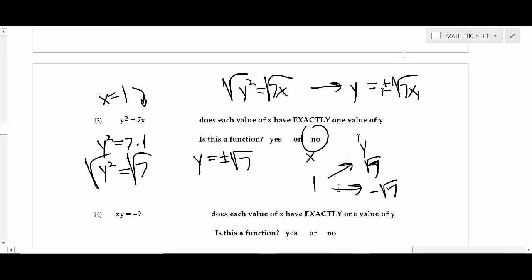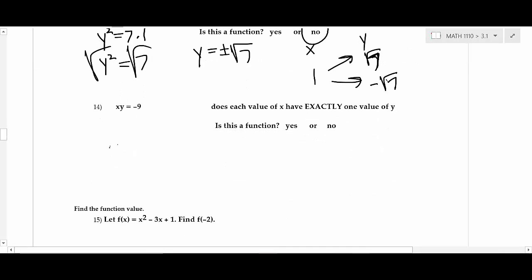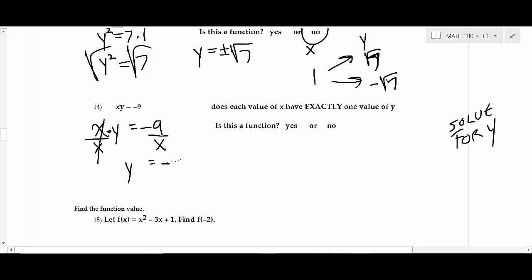Okay, let's take a look at this one a little bit. So again, same thing. One of the things that I always say you probably should do if you can is take the equation and solve it for y. If it's not already solved for y, that's a good way to start the problem. Okay, so what I'm going to do is divide both sides by x here. And what I'm going to get is y equals negative 9 over x like that.